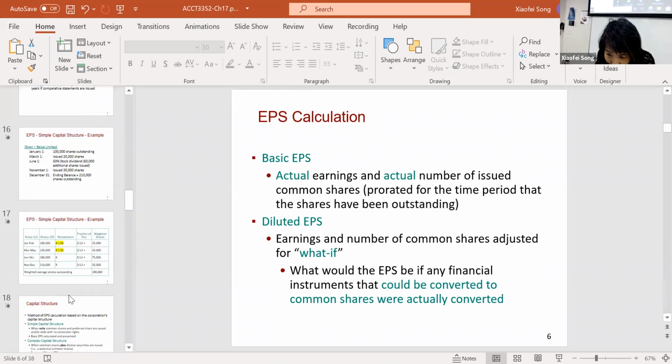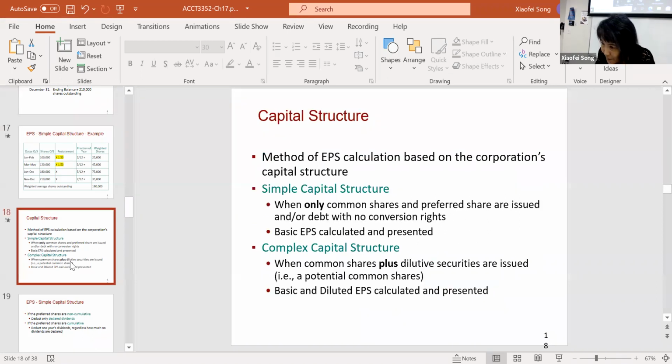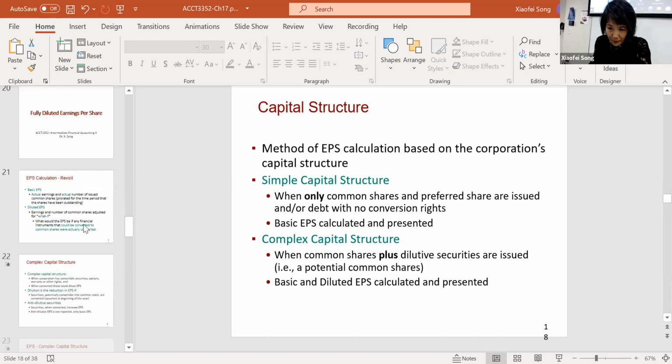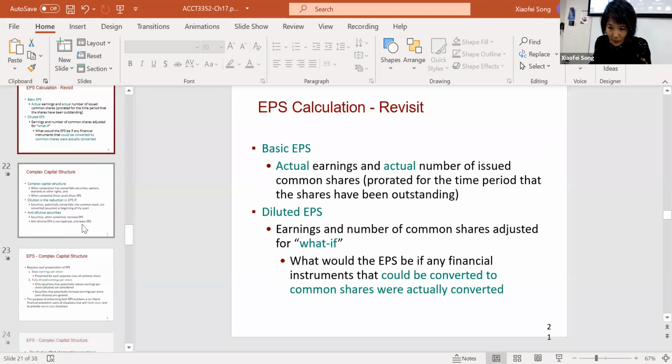So with a simple capital structure, you only have preferred and common shares, and you just report basic earnings per share. With a complex capital structure, you have potentially dilutive securities, and you need to present basic and diluted earnings per share.